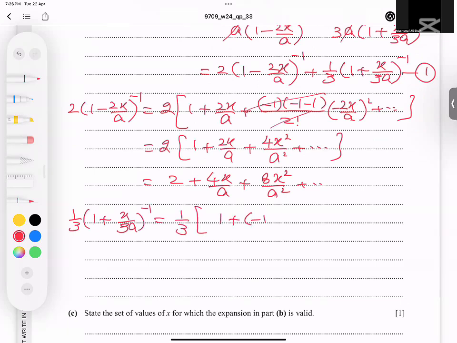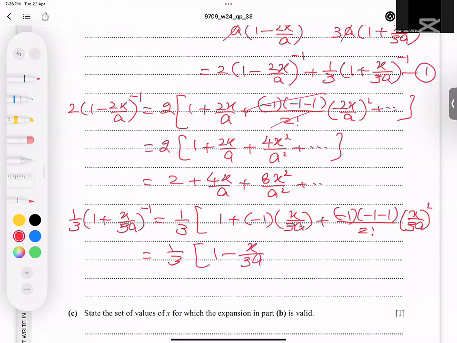1 plus nb, n is minus 1, b is x over 3a. n into n minus 1 over 2 factorial, and this is squared. So this is the same, and I'm writing x over 3a. This cancels out, I got x to the power 2 over 9a squared. So I'm writing now 1 over 3 minus x over 9a plus x squared over 27a squared.